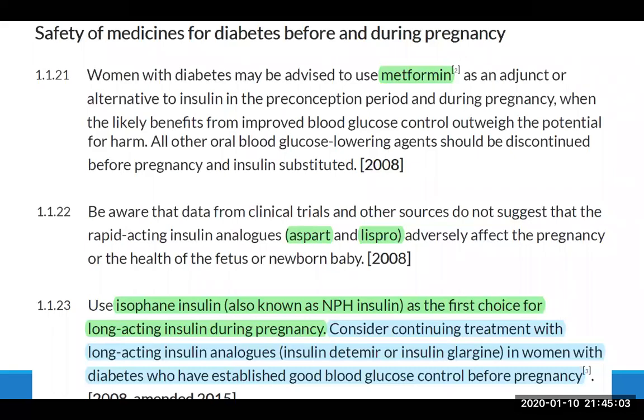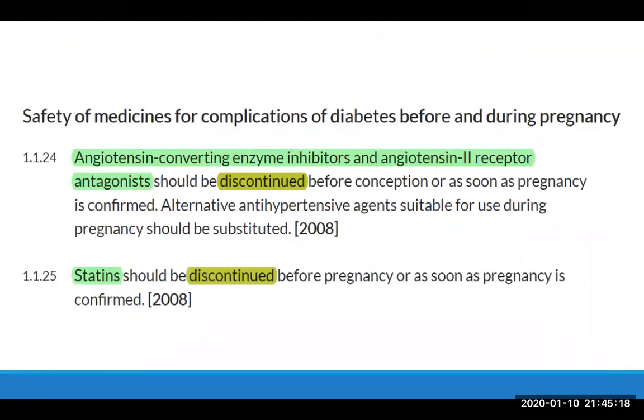The only oral anti-diabetic drugs which can be used during pregnancy in special situations are metformin and glibenclamide, which is called glyburide in some countries. Glyburide is the same as glibenclamide.